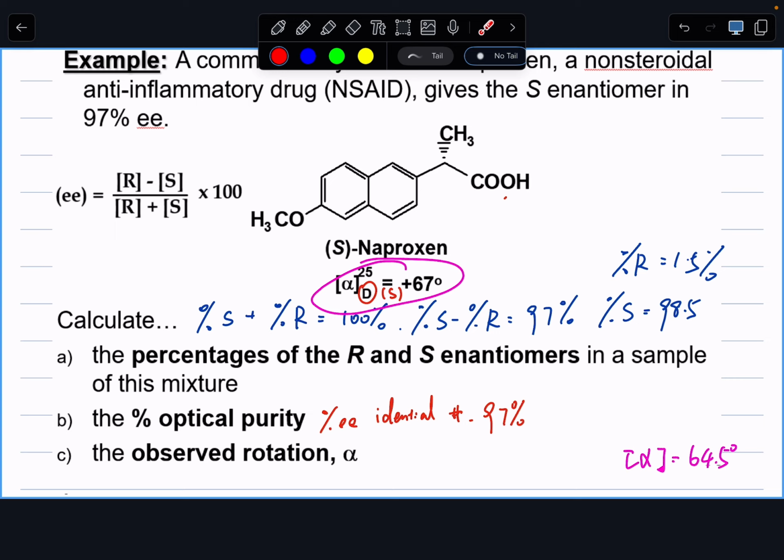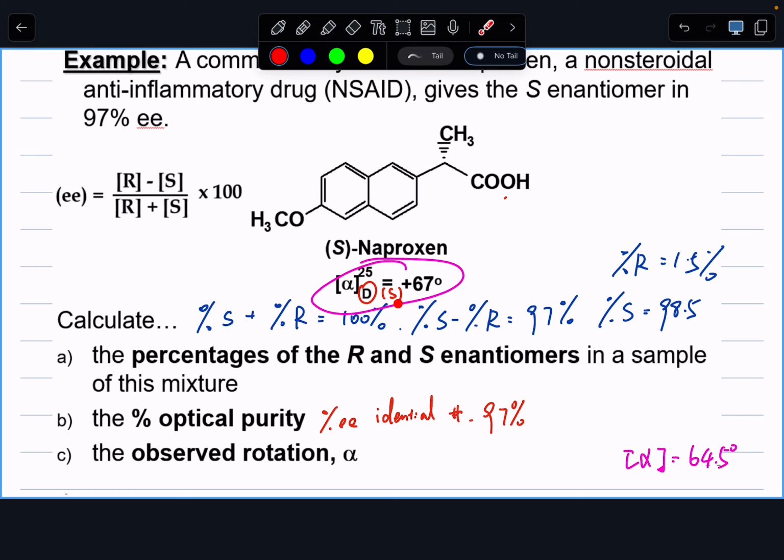Yes? For the alpha 25 D, what is that telling us? So 25 is something specific for the test tube that you were using. This D actually tells you it's S, but I don't expect you to know. I'll make sure you know what that means. Okay.